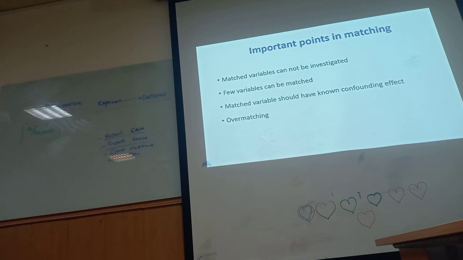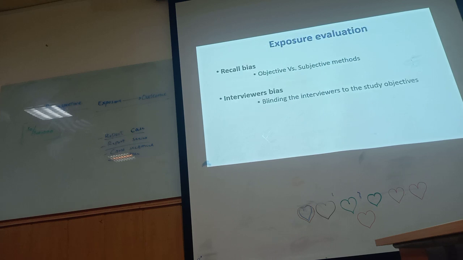So overmatching should be avoided by matching on just known risk factors of the disease, and only a few risk factors. One or two is okay, but more than 2 is not okay. Most matched case control studies match only on one or 2 important variables. So it is very important to avoid overmatching in case control studies.